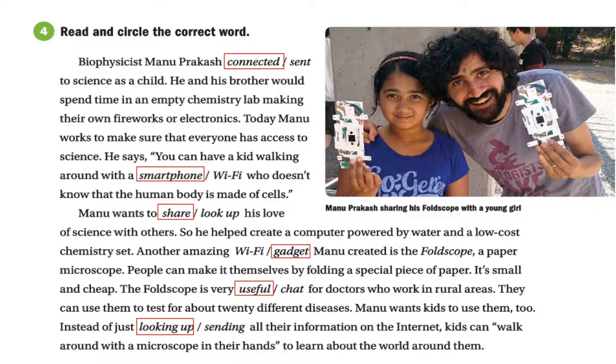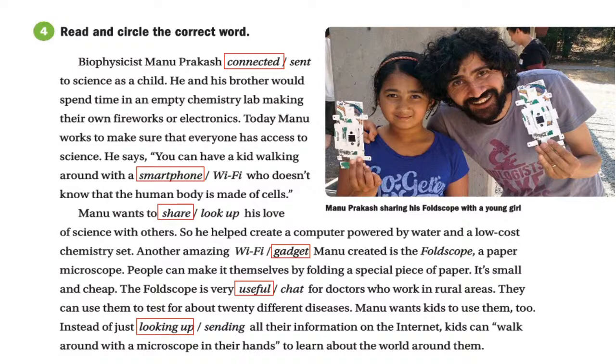Good. So now you see on the screen that you have the answers for each word, okay? Let's read together this text, okay? And I'm going to ask you some things about the text later, okay? Good, so pay attention. So, biophysicist Manu Prakash connected to science as a child. He and his brother would spend time in an empty chemistry lab making their own fireworks electronics. Today, Manu works to make sure that everyone has access to science.